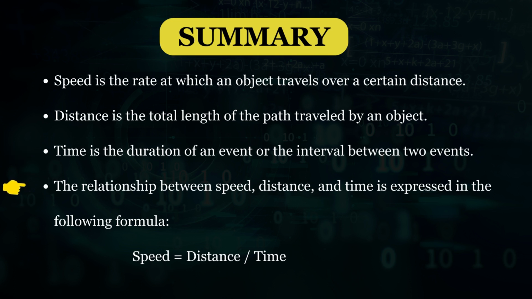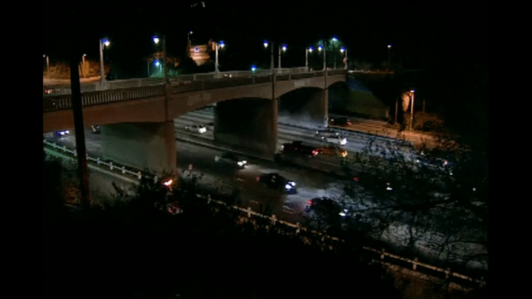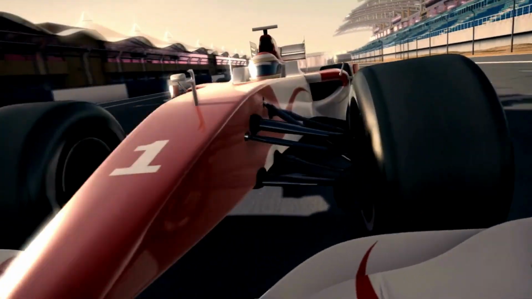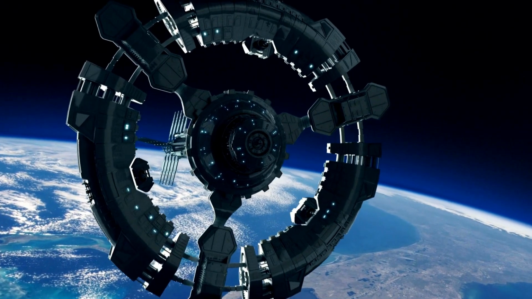Fourth, the relationship between speed, distance and time is expressed in the following formula. Speed is equal to distance divided by time. There you have it. Remember, in the real world, we use this concept to understand everything from car races to space exploration.